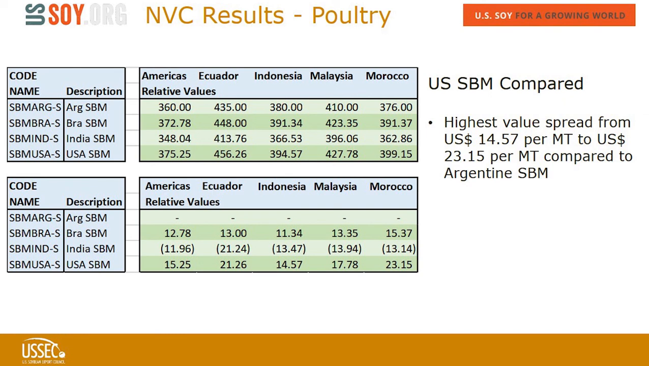On the table at the bottom, we've got the premiums, the spreads. So in Americas, the spread from Argentine to US is a $15.25 US dollar per ton premium. Ecuador, that value goes up to 21.26. Indonesia, where although the corn price is high, the price of fat is still quite low, the spread is $14.57 per ton. Malaysia is rather in the middle there, 17.78, and Morocco has a high value yield because of the high fat price of $23.15.